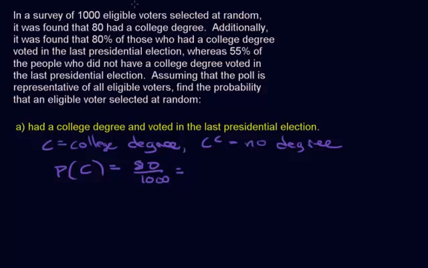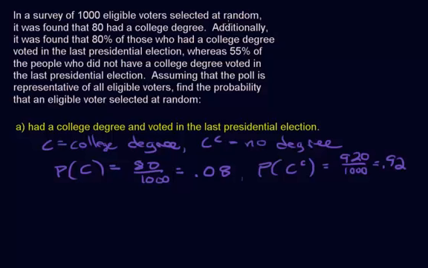Sorry about that, dropped my pen. So we got 0.08. Okay, so what does that mean about the probability of C complement? The probability that you select someone that does not have a college degree. Well, if 80 of them do out of 1,000, then 920 out of 1,000, which is 0.92, do not have a college degree. All right, so that's what we got so far.